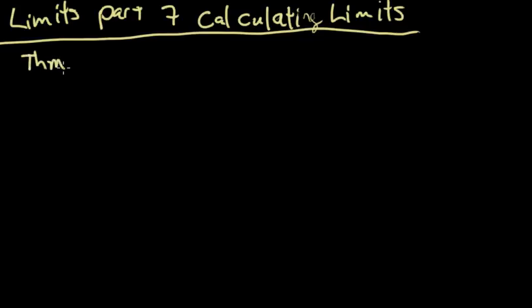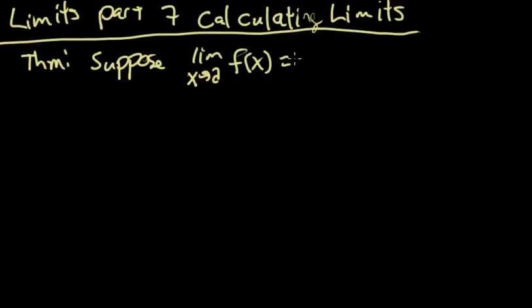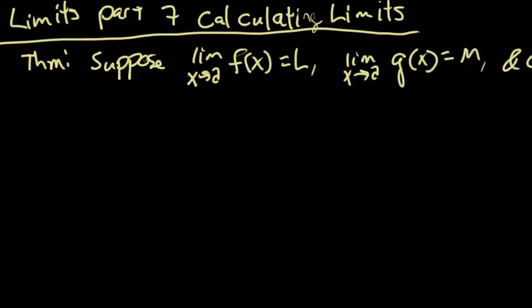So we'll start out with a theorem and say suppose the limit as x approaches a of f of x equals L, the limit as x approaches a of g of x equals M, and c is a constant. And a constant is just a number that is always the same. So c could be equal to 3, c could be equal to negative 17.5, it could be equal to the square root of 5. It's any number that just stays the same all the time and it doesn't change.